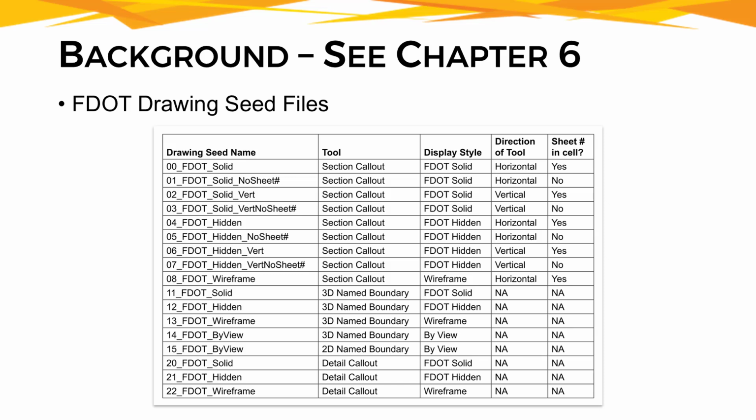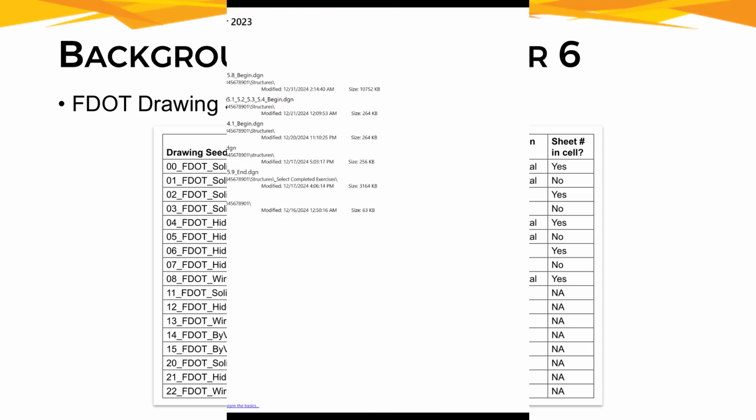11 through 15 are for 3D or 2D named boundaries using either FDOT solid, FDOT hidden, or wireframe display styles, or by view, which allows the saved view to control the display style. 20 through 22 are for the detail callout tool using either FDOT solid, FDOT hidden, or wireframe display styles.